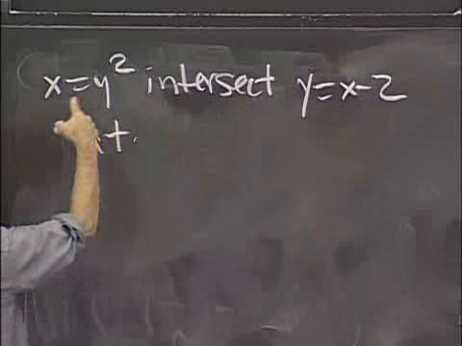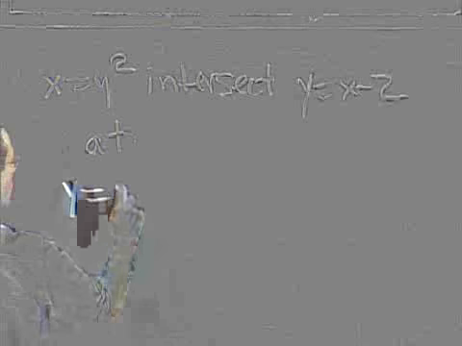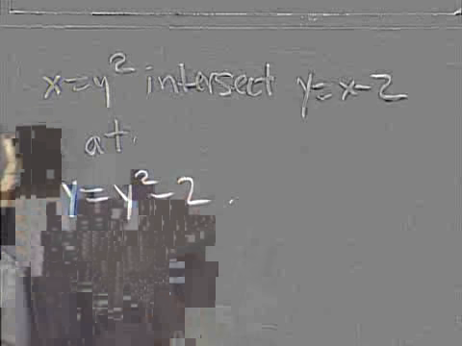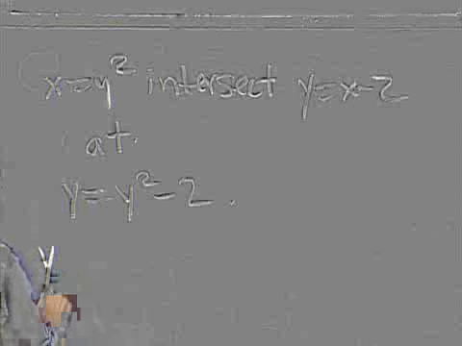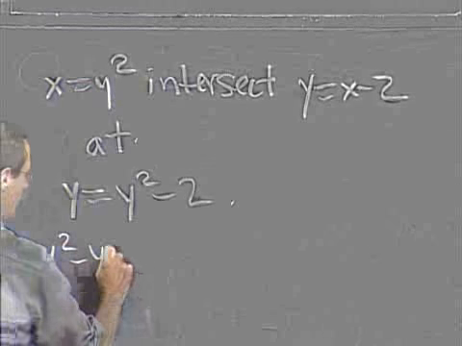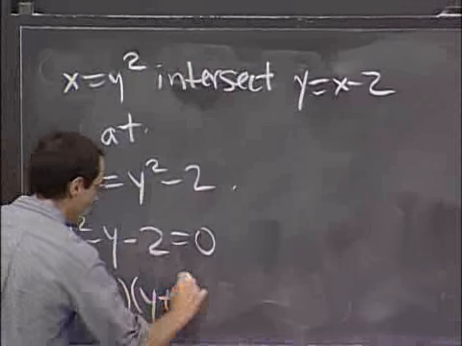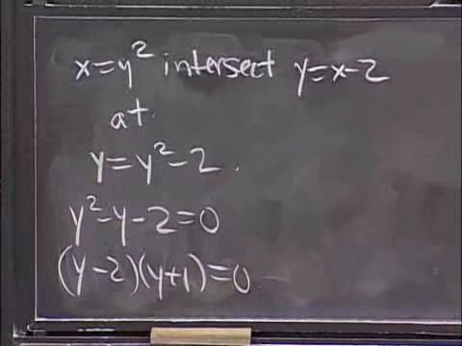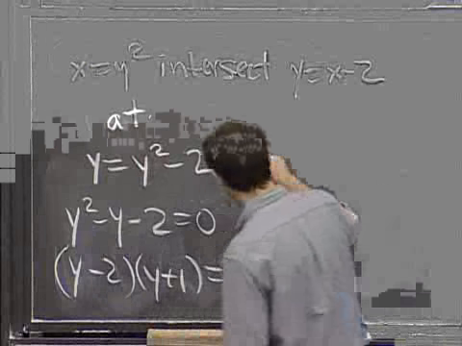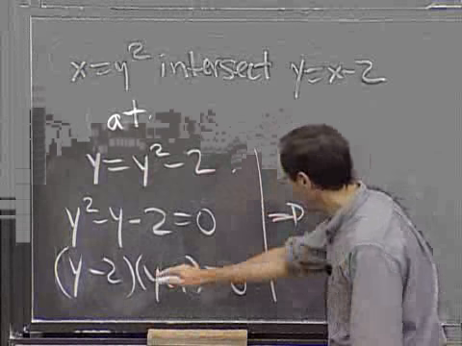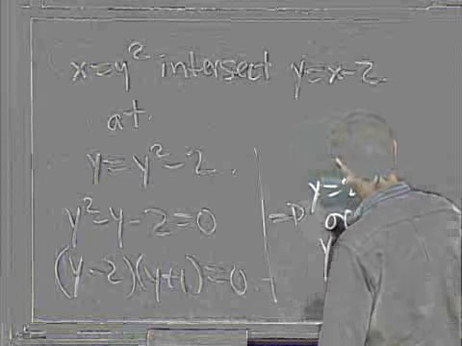Well, if I plug in x is y squared, I get y equals y squared minus 2. And then I can solve this quadratic equation. y squared minus y minus 2 is equal to 0. So y minus 2 times y plus 1 is equal to 0. And this is telling me that y equals 2 or y equals negative 1.